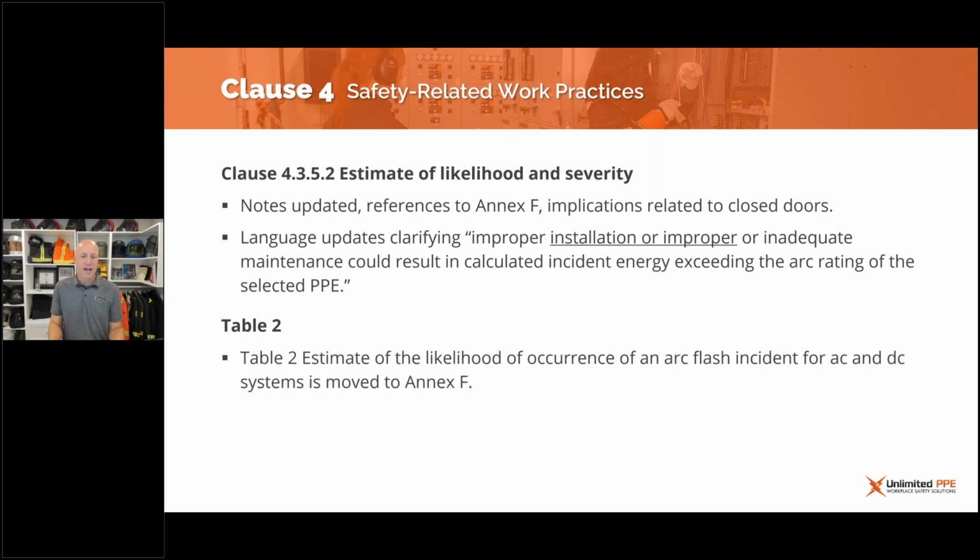Again, Table 2 is the estimate of likelihood of occurrence of an arc flash incident. And this is one of those questions that's commonly coming up in client meetings: well, when does an arc flash hazard exist? Well, we have this great tool. We introduced it back in 2015, and we've updated along the way for 2018, 2021, and now we've moved it to Annex F, but it's still there. It's still a great tool for 2024.